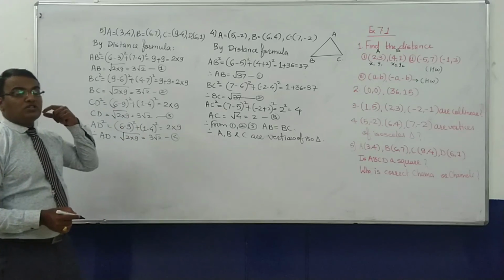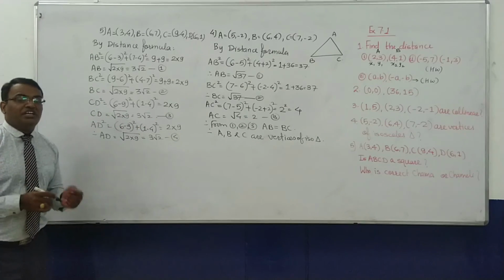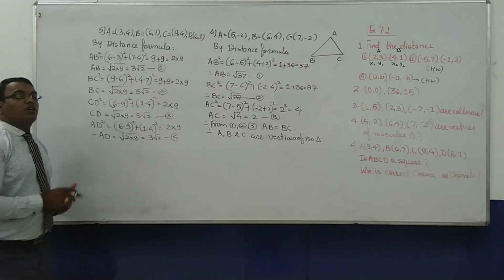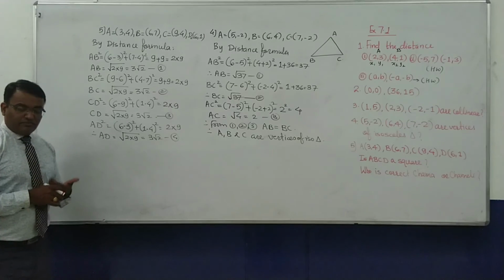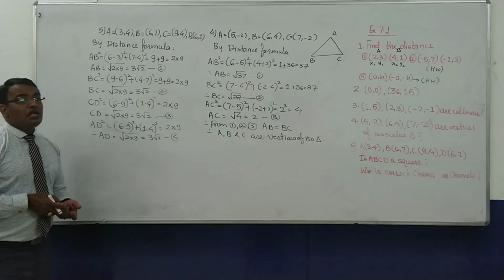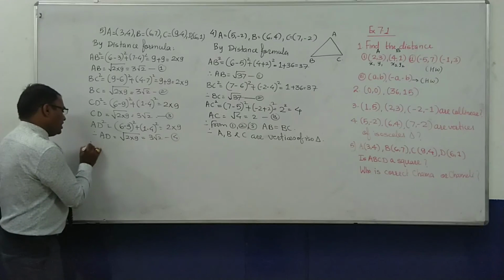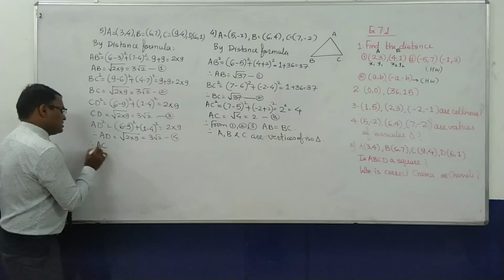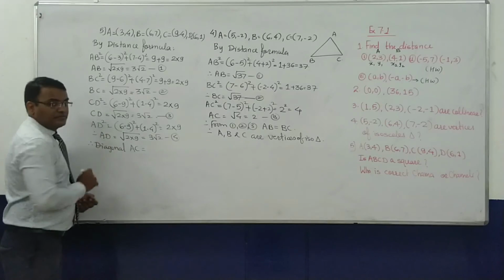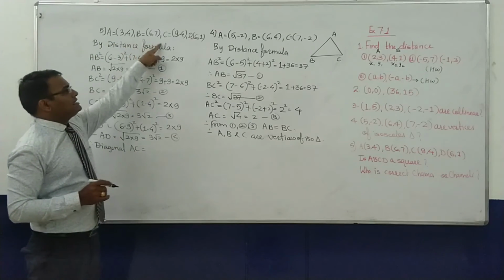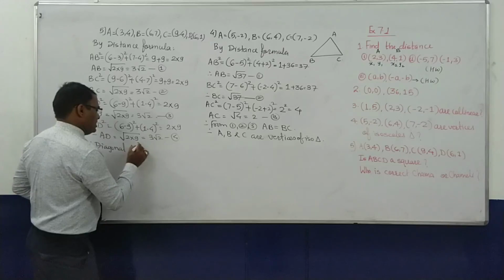It means there are two possibilities. It can be a square or it can be a rhombus. Now, what is the difference between these two? In a square, the diagonals are equal. In a rhombus, the diagonals are not equal. So, what will you do? Therefore, we check the diagonals. That is AC. A and C you have to check now.